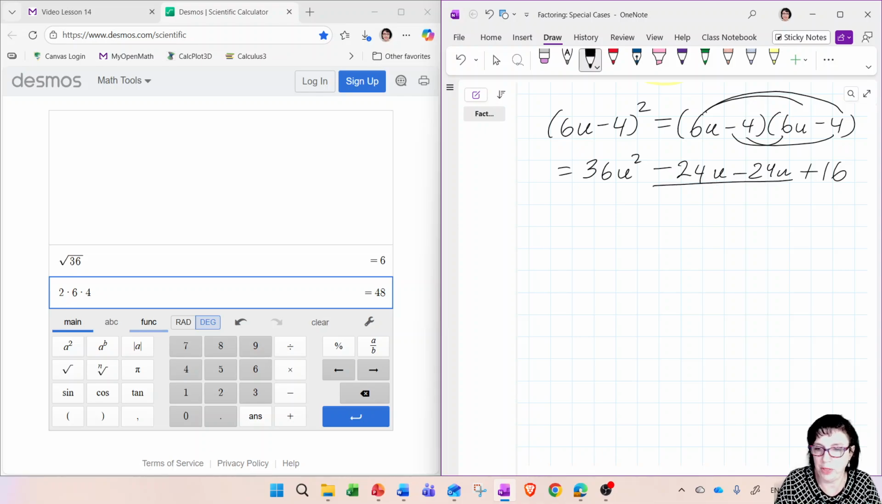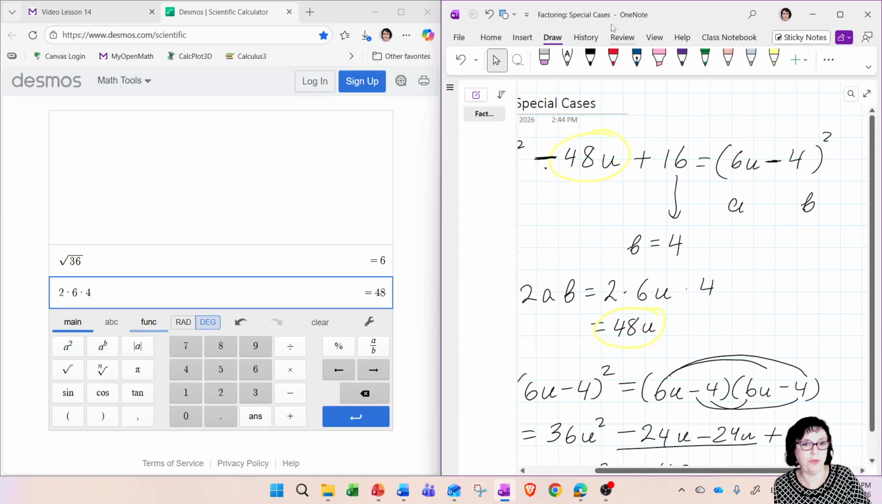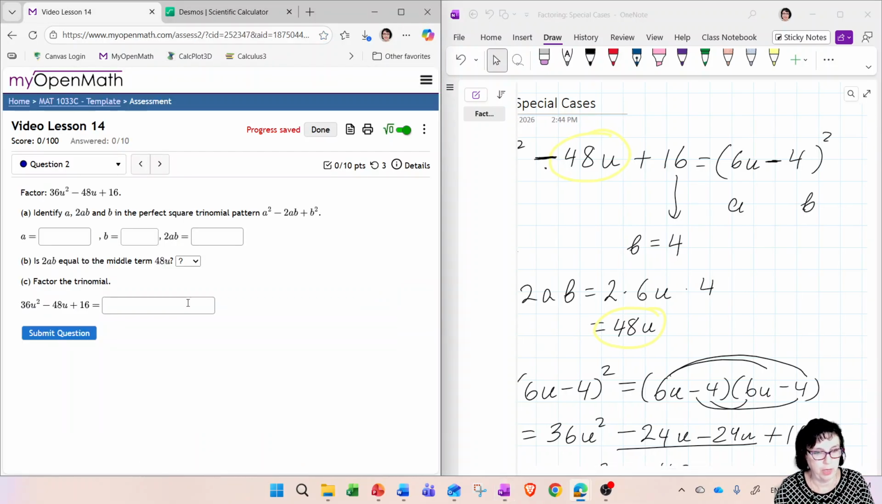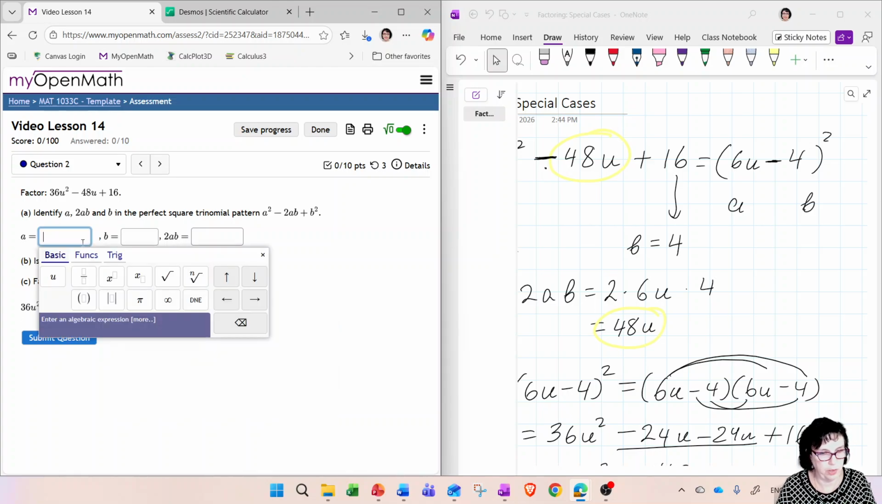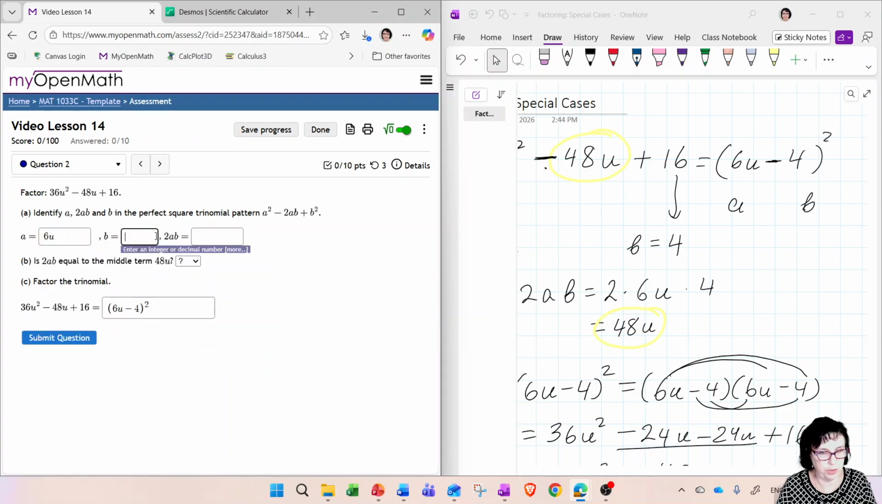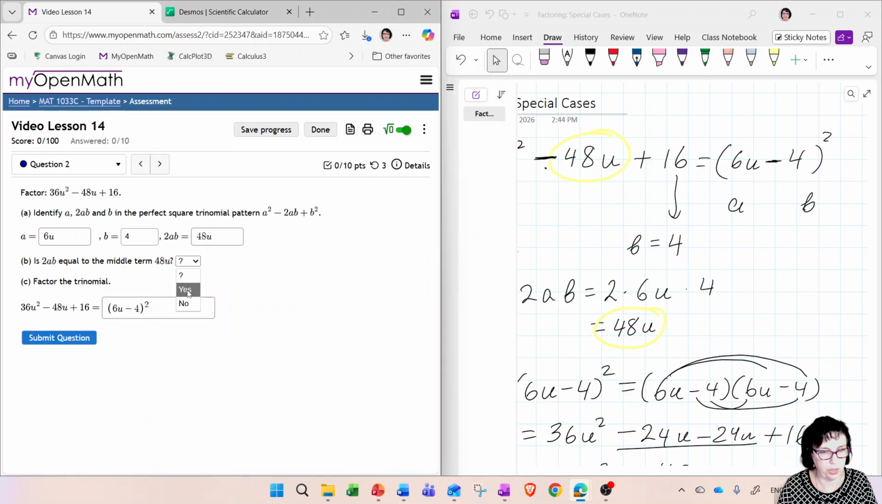And then these two middle terms can be combined into one because they are like terms. And that means that you get 36u squared minus 48u plus 16. And that matches the expression where you started, and that means that the factoring is correct. And that means that this right here will just be 6u minus 4 squared. This is 6u, this is 4. Here we got 48u. And of course, that does match the middle term. So this is a perfect square trinomial.